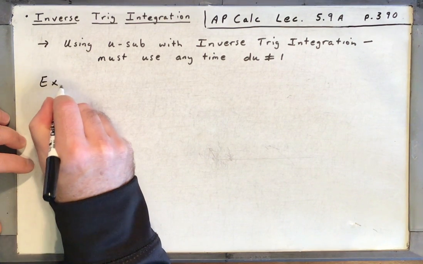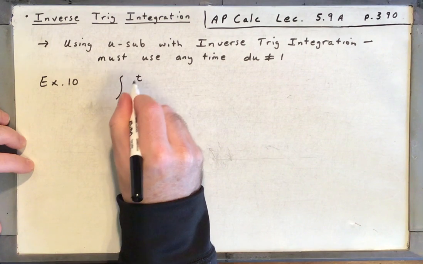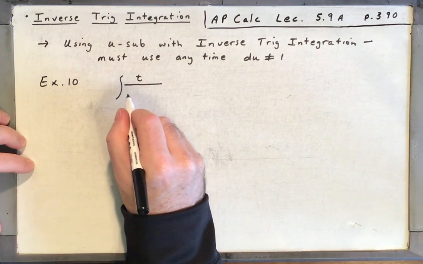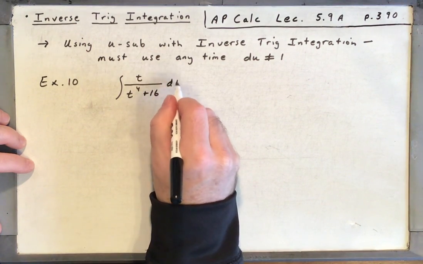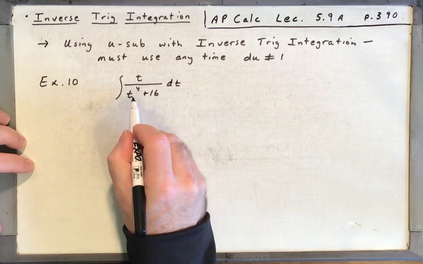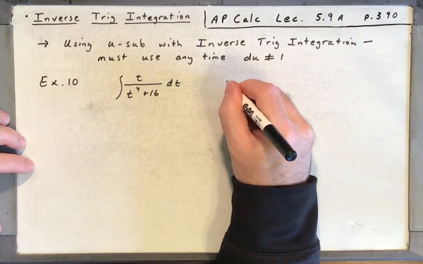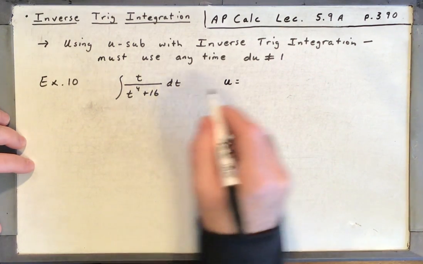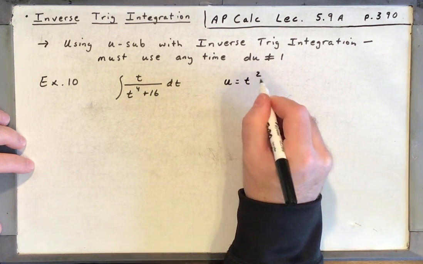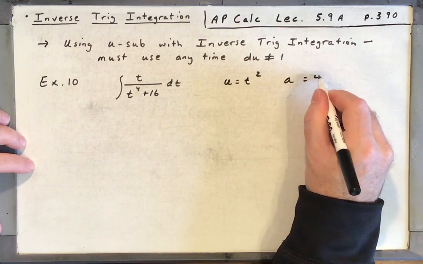So let's look at example 10. We want to integrate t over t to the 4th plus 16. Now there's no radical in the bottom. We look like we have a u squared and an a squared here. So u is going to be the square root of t to the 4th, so t squared. A is the square root of 16, which is 4.